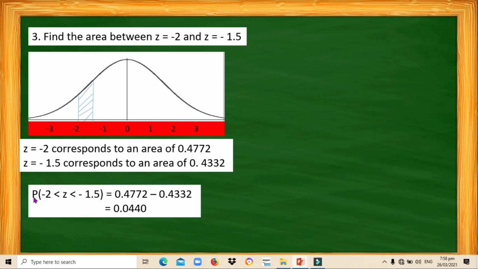So this is now our probability: the probability of negative 2 less than z less than negative 1.5. The area of negative 2 is 0.4772, minus, from this point going to the right, 0.4332. Then the remaining shaded region is this, and its area is 0.0440.